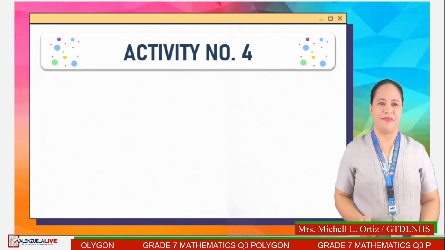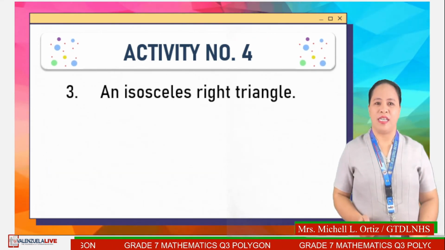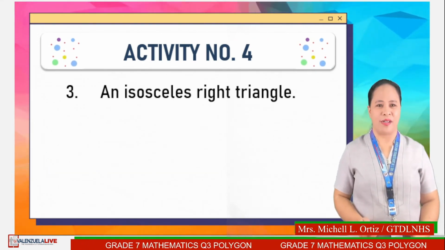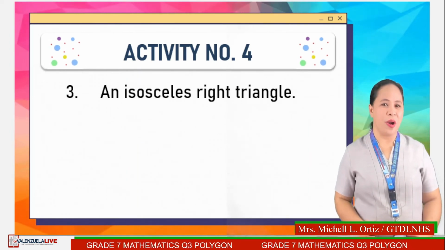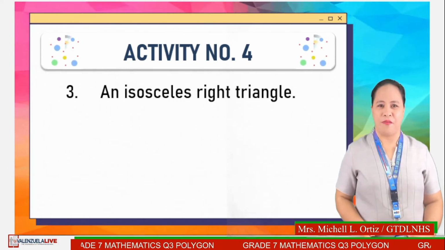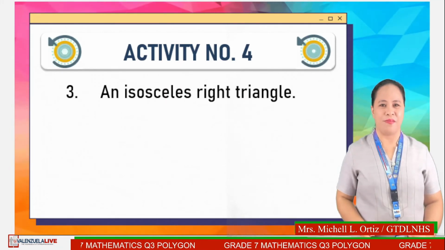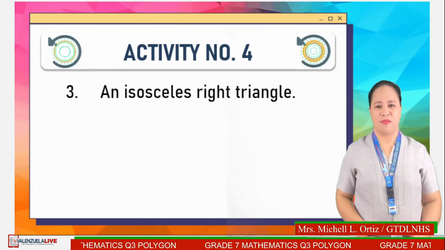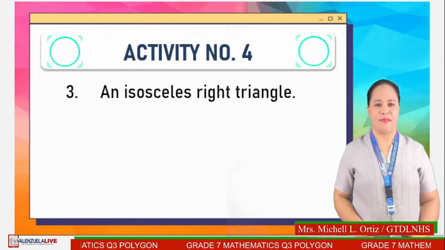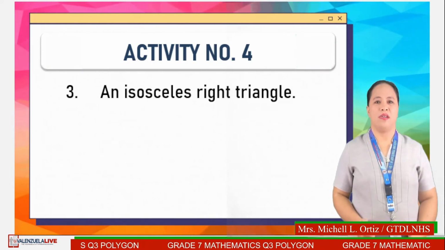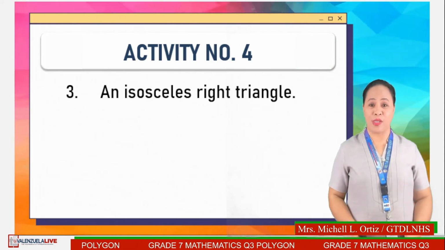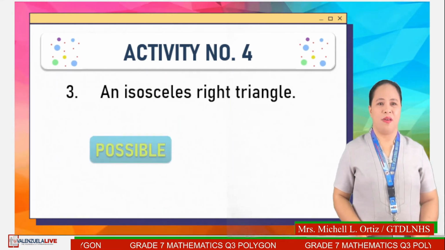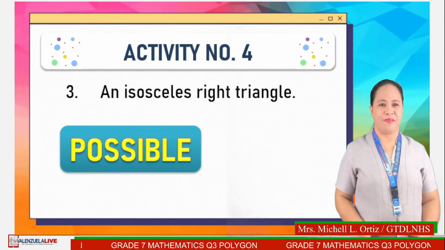Number 3. An isosceles right triangle. Possible or impossible? 5 seconds. Go. Correct answer is possible.